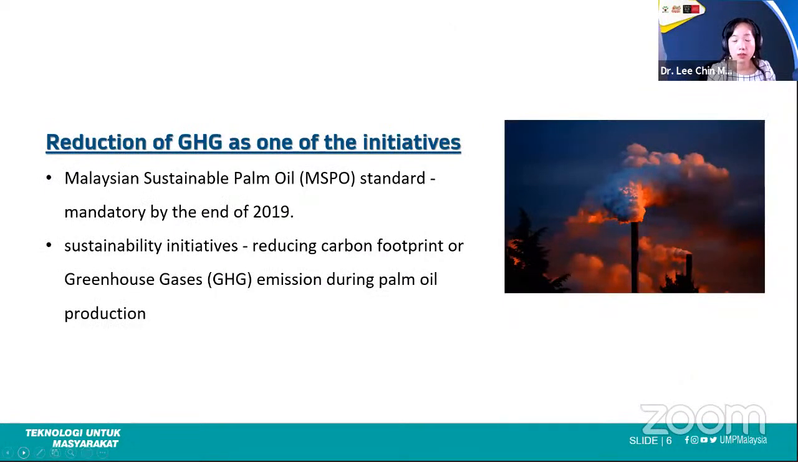So to address this issue, the Malaysian Sustainable Palm Oil standard has been made mandatory by the end of 2019. And one of the sustainability initiatives is to reduce the carbon footprint or the greenhouse gas emissions during the palm oil production.